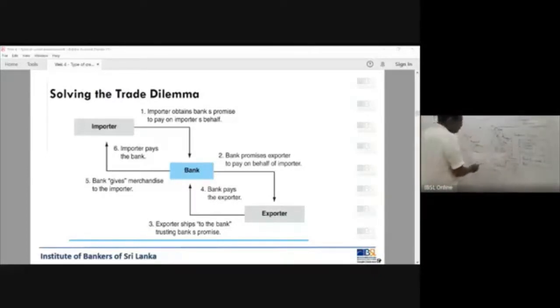So LCs are of two types. At sight LCs, as soon as documents are in order, we pay. When there is a credit period given, the credit period is negotiated at the invoice stage. Right? Then Bank of Ceylon will get the bill of exchange signed by Mr. Pereira. On the due date, Bank of Ceylon will pay. Right. Is this clear?